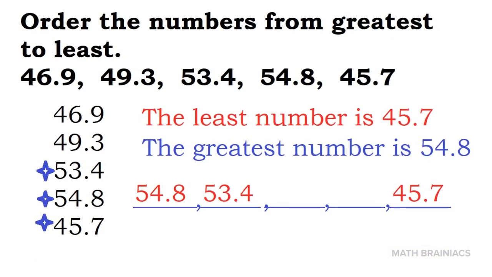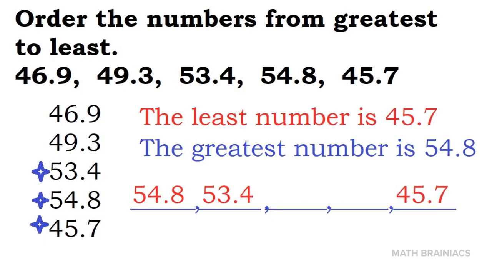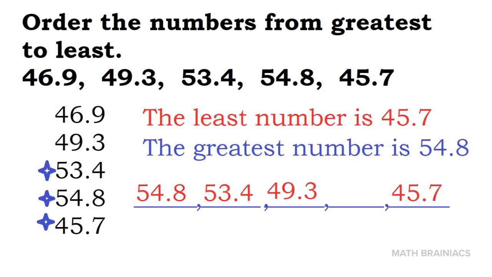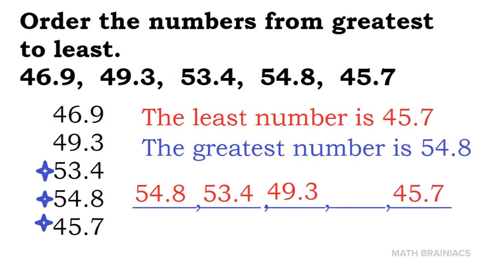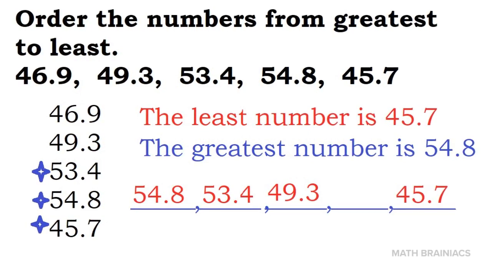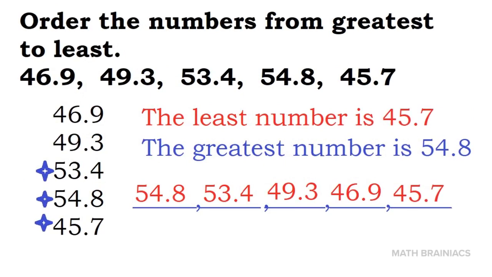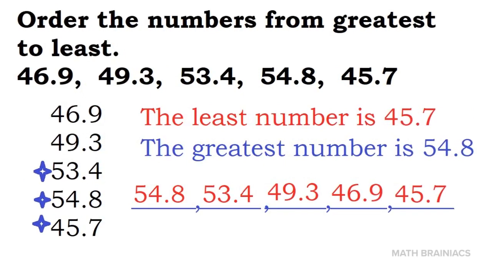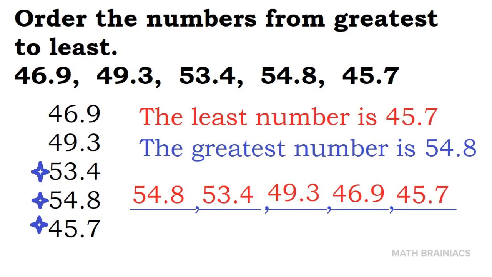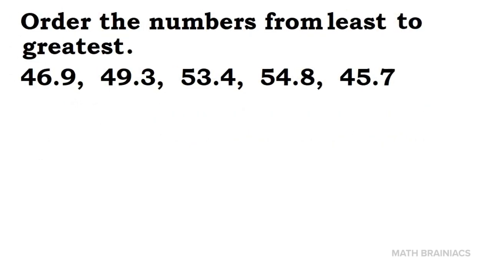The next biggest number after 54.8 is 53.4. The next greatest number after 53.4 is 49.3. Eventually, the next number will be 46.9. It is easy, right? Let us work on this example so that you can hit it off.